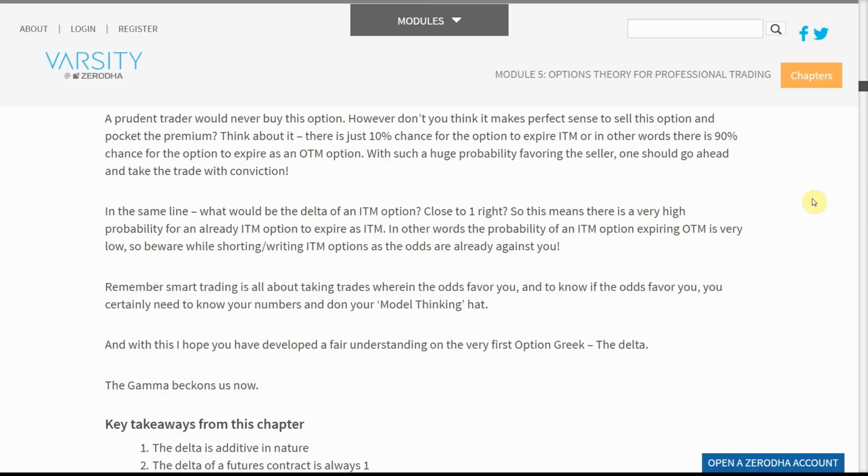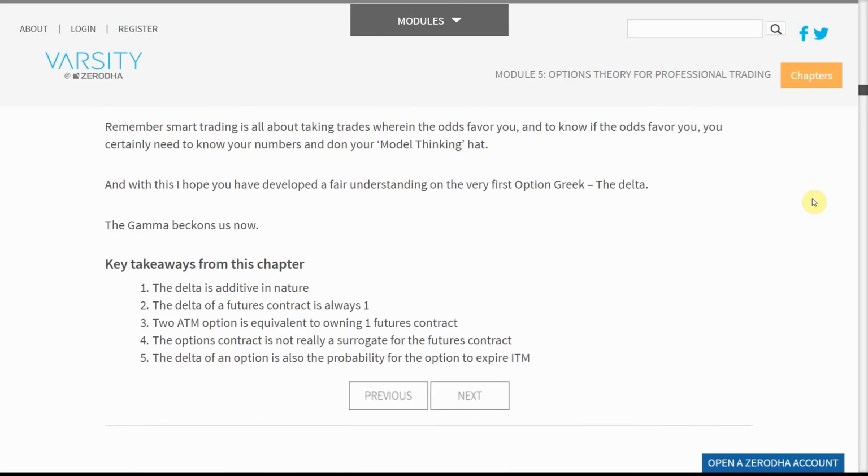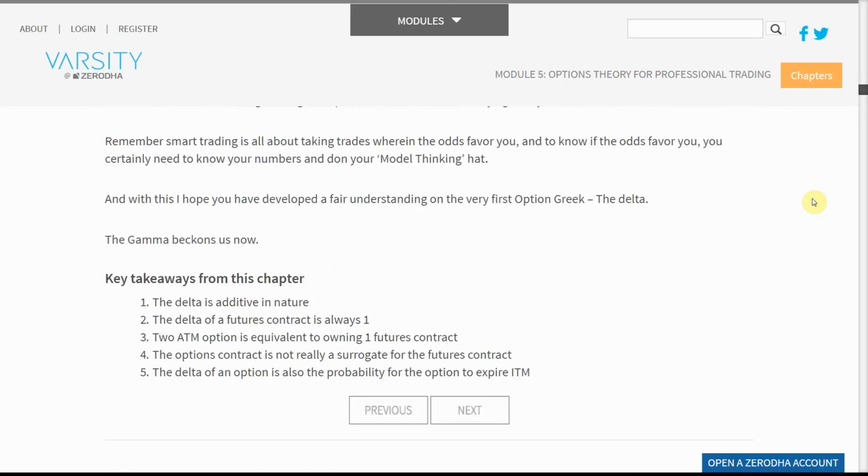And to know if the odds favor you, you certainly need to know your numbers and don your model thinking hat. And with this I hope you have developed a fair understanding of the very first option Greek, the delta. The gamma beckons us now.